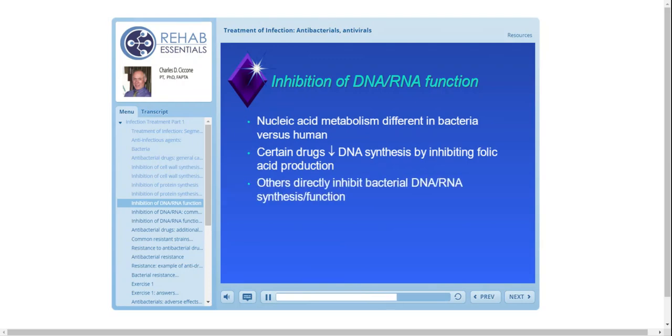Other drugs, again, much more direct, inhibit the enzymes that are needed for DNA and RNA synthesis and function in the bacterial cells. We do see some maybe not as well-known drugs, but again, let's take a little bit of a schematic look at this in the next slide.